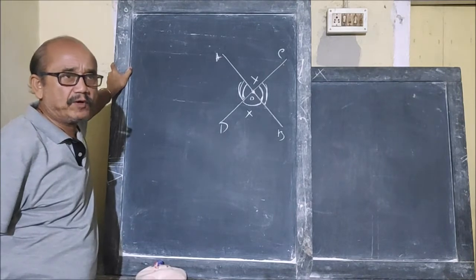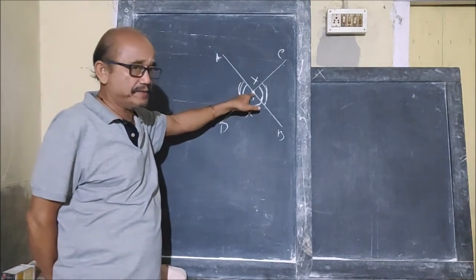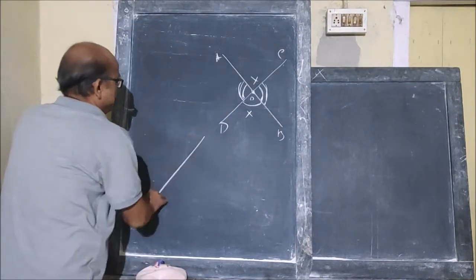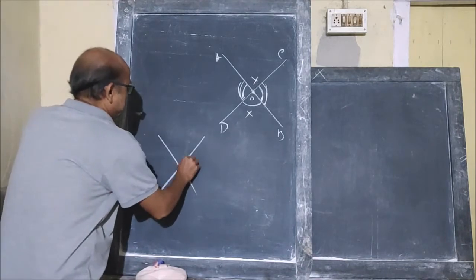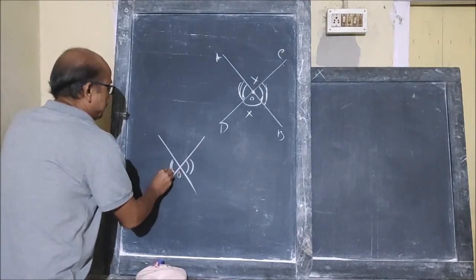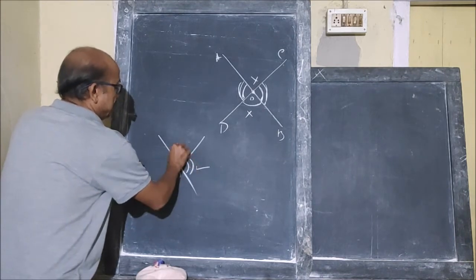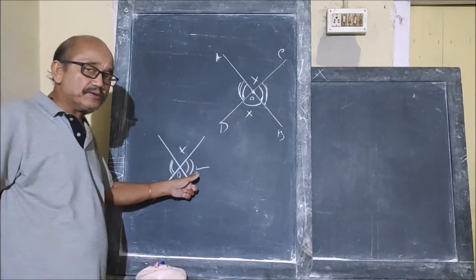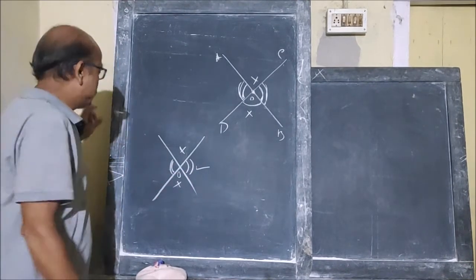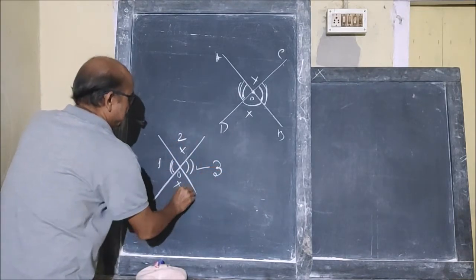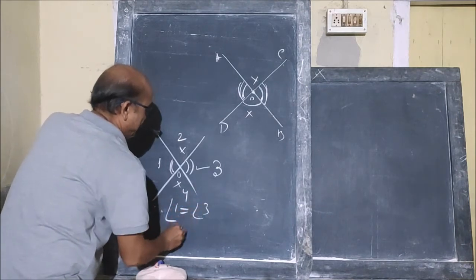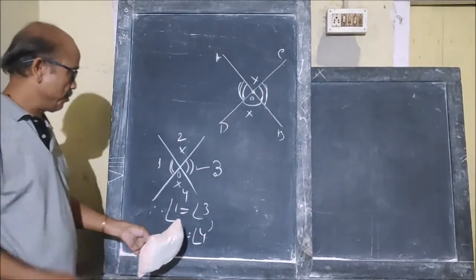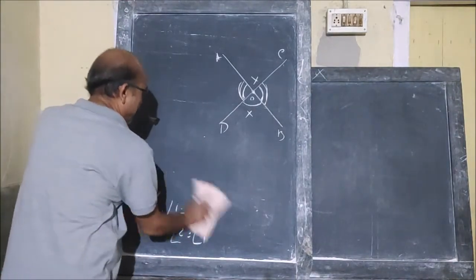How is the common vertex formed? By the intersection of two lines. That means when two lines intersect each other, then the angles are opposite to the vertex. This is vertically opposite to that, and this is vertically opposite to that. Here it is mentioned that vertically opposite angles are always equal. If they are angle 1, 2, 3, 4, then angle 1 equals angle 3 and angle 2 equals angle 4. Now, we go to do some problems.